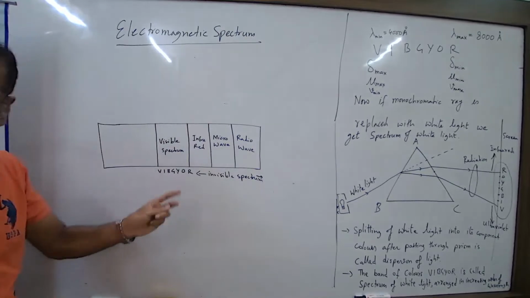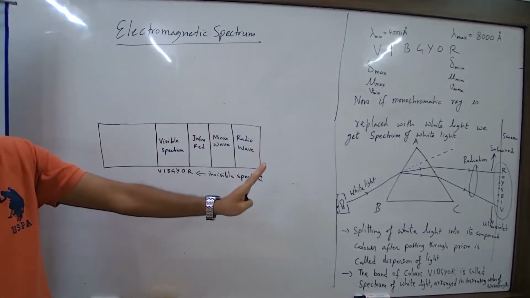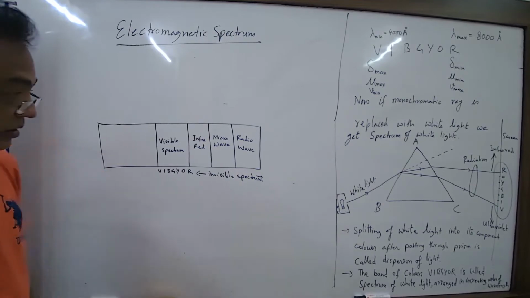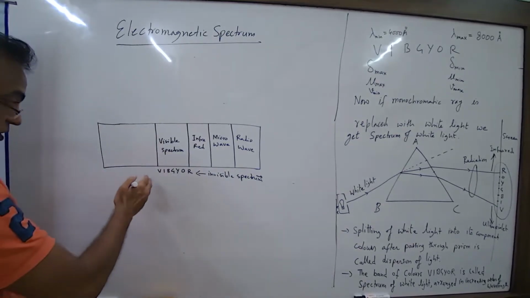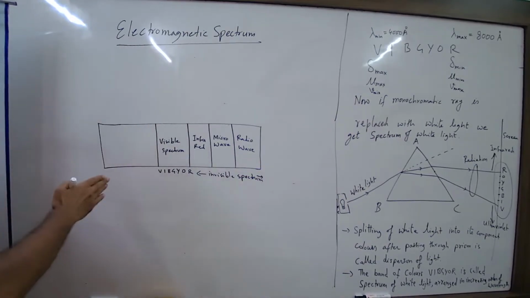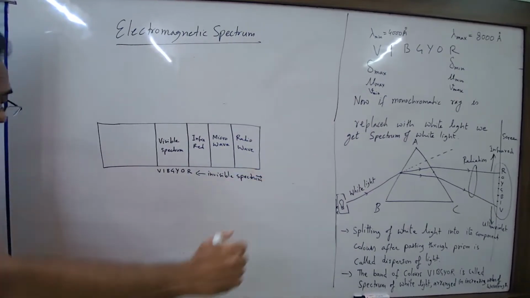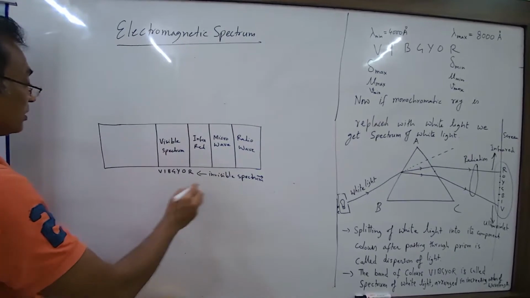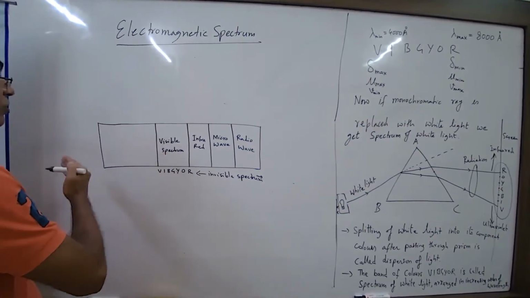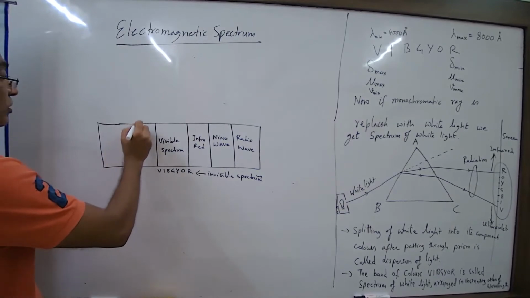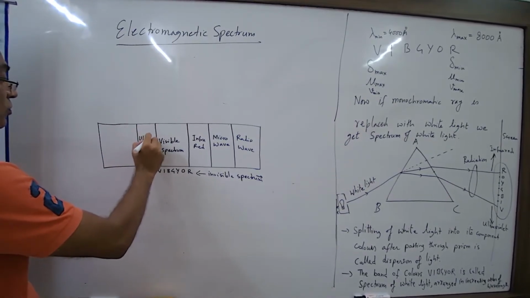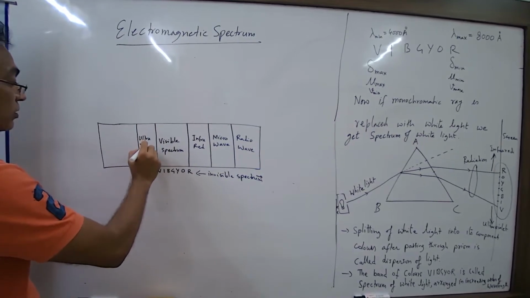What is a spectrum? Arrangement of radiations in increasing order of wavelength. On the left side, the wavelength is less. As you go towards the right, the wavelength is increasing. Now what about before violet? Ultraviolet. Is it visible?